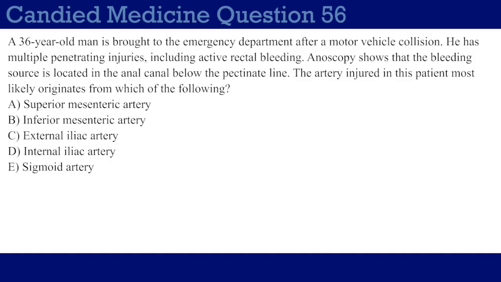Choice A, superior mesenteric artery. Choice B, inferior mesenteric artery. Choice C, external iliac artery. Choice D, internal iliac artery. Or choice E, sigmoid artery. Wait 5 seconds and I'll answer the question.